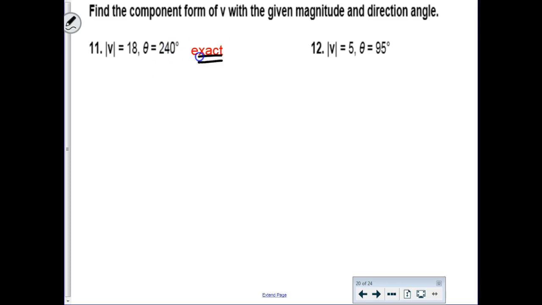Okay, so 11. Please give me an exact answer for 11, but we're going to find out on 12. There's no such thing as an exact answer for us because we have a weird angle. So when I go to find the horizontal component, you start by taking the magnitude of your vector, which is 18, and you multiply it by the cosine of your angle. That was for the horizontal component. For the vertical component, you take the magnitude of your vector and multiply it by the sine of your angle.